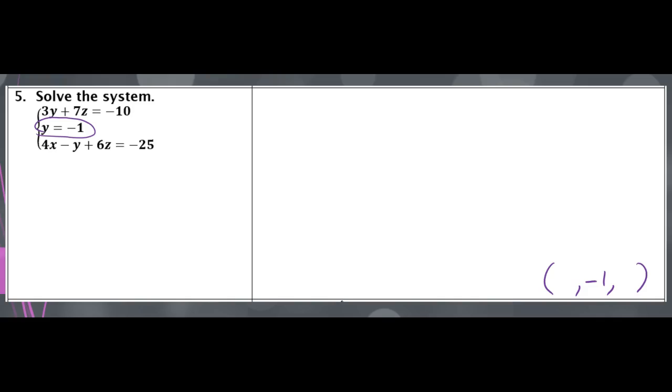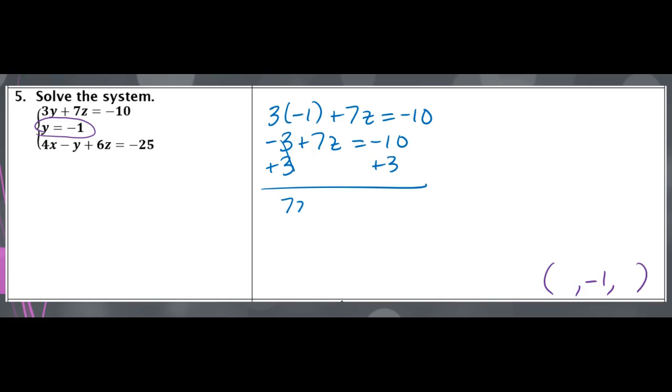Now what I'm going to do is plug that into the top equation. The reason I'm choosing the top equation is because it only has two variables. So instead of y, I'm going to write -1 plus 7z equals -10. And now you'll see that I have an equation that only has one variable, so we'll be able to solve this for z. So this is going to be -3 plus 7z equals -10. I'll add 3 to both sides, so I'll have 7z equals -7, and then divide both sides by 7. So now I have my second solution, which is that z equals -1.